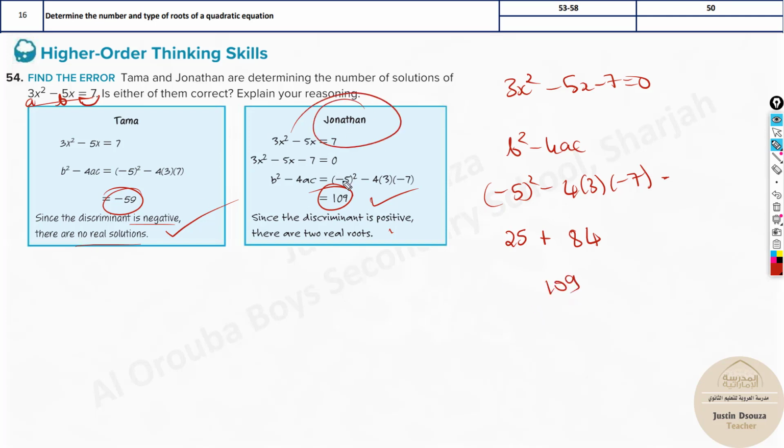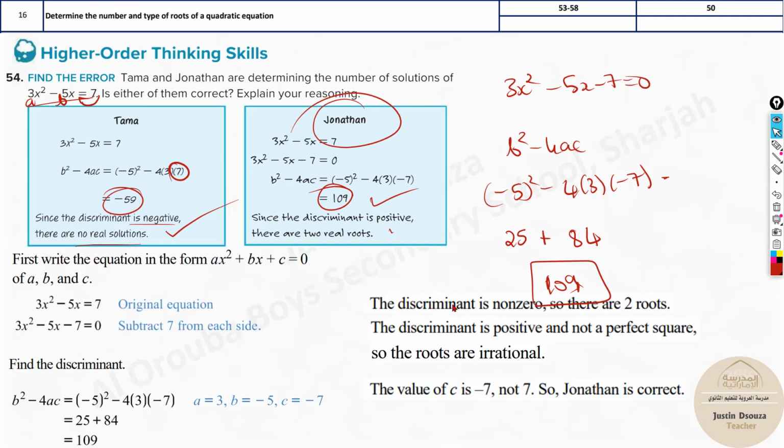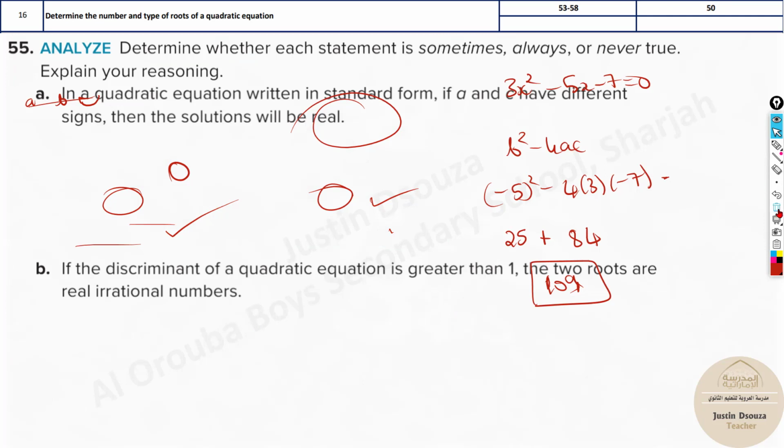Now Jonathan is the person who got it right. Okay, so that's the answer, and there are two real roots. Now why did Tama get it wrong? Here you should take -7, whereas she did not take -7, she took plus 7, and that's the error. I hope this is clear. This is the answer, and Jonathan is correct.